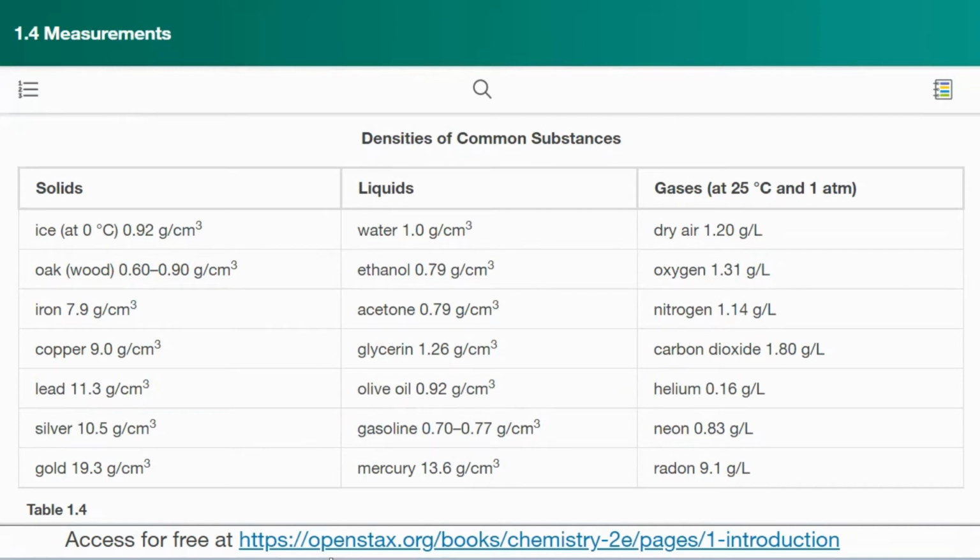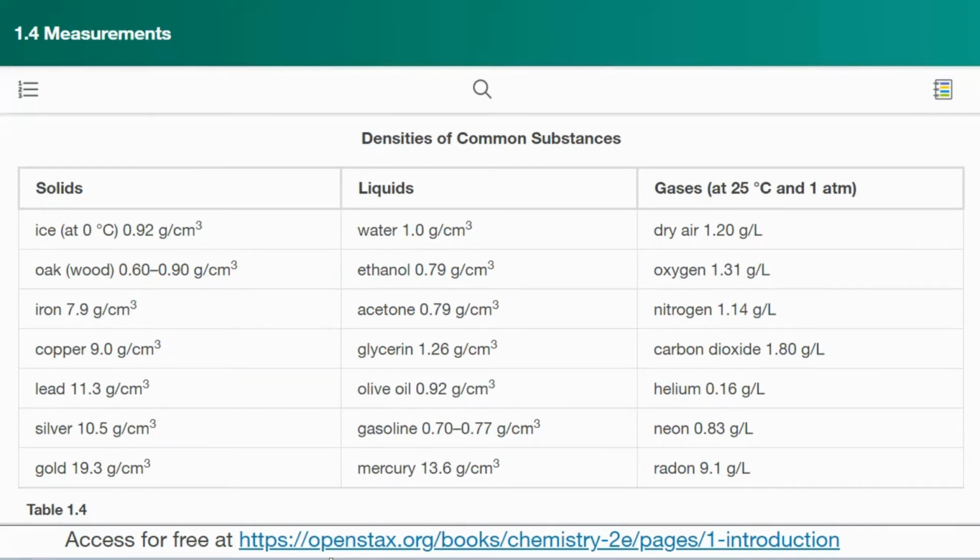So for gases, at 25 degrees Celsius and at 1 atmosphere, dry air is 1.2 grams per liter. Oxygen is 1.31 grams per liter. Nitrogen, 1.14 grams per liter. Carbon dioxide is 1.8 grams per liter. Helium is 0.16 grams per liter. Neon, 0.83 grams per liter. And radon, 9.1 grams per liter.